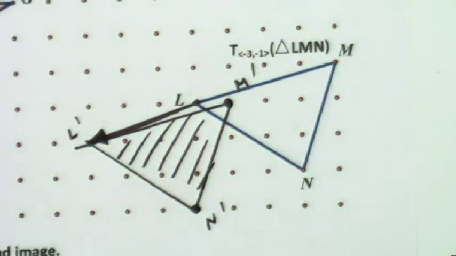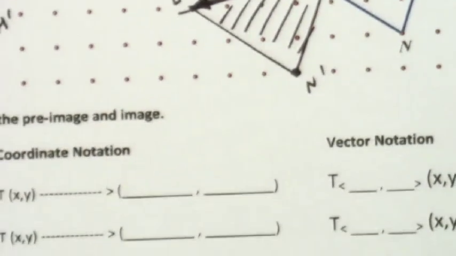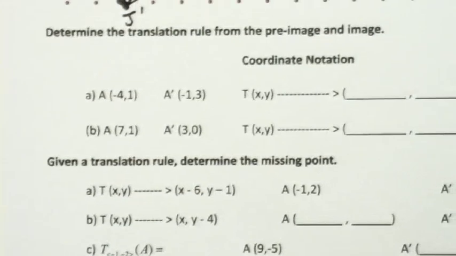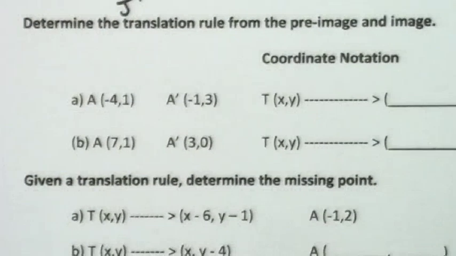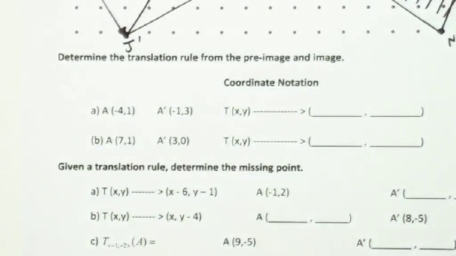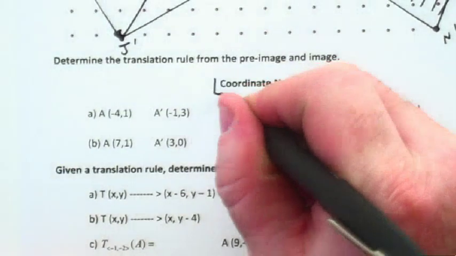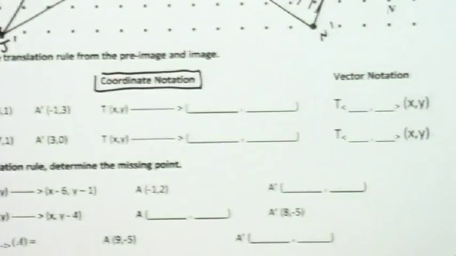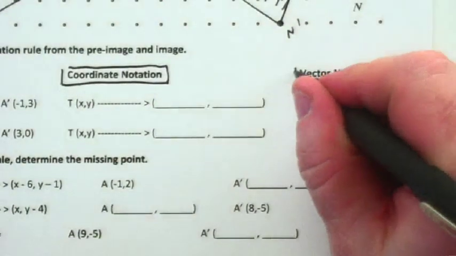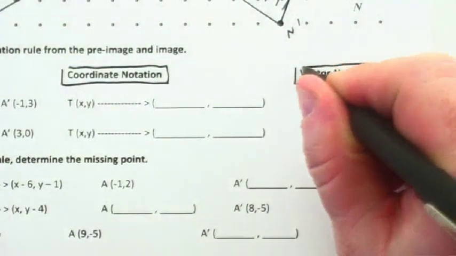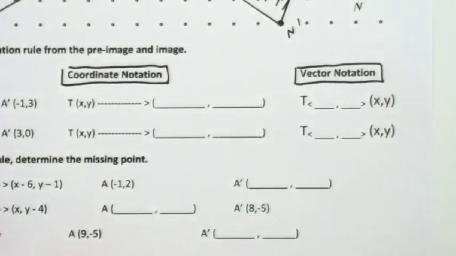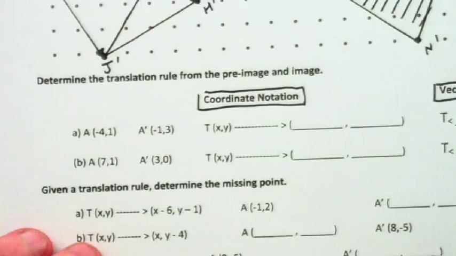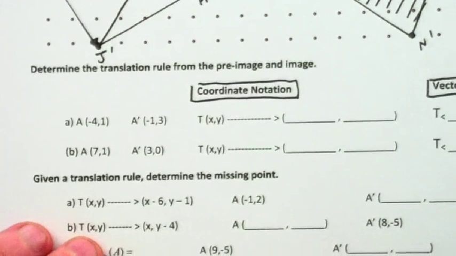Okay? Now a couple things that happen with translations is there's different types of notations. There is something called coordinate notation. And there is something that's called vector notation. Now these are both the same thing, but just written in different ways. So let me show you what we mean by that.